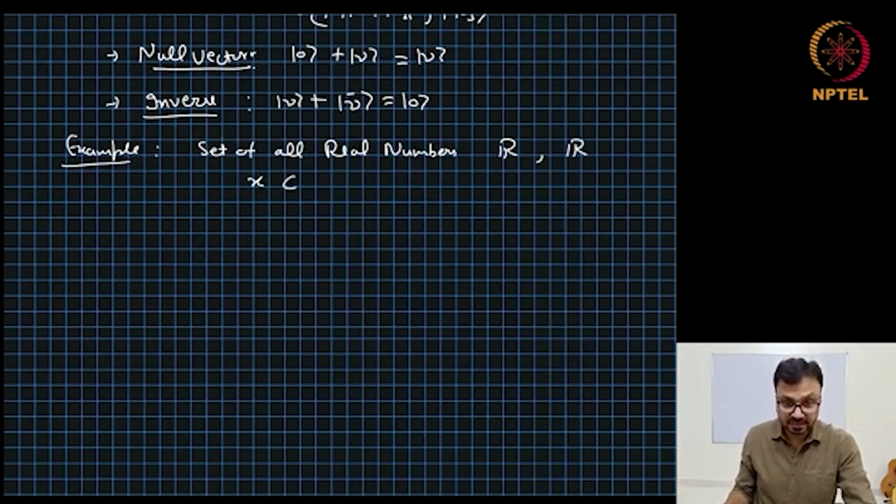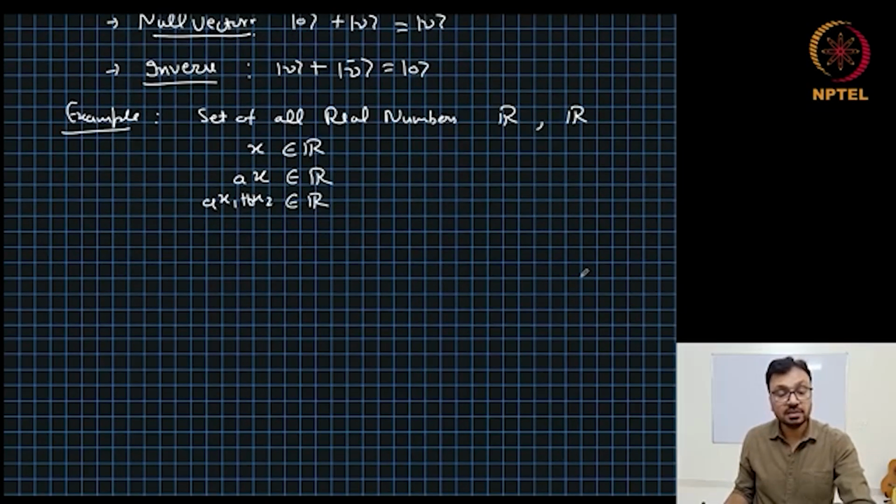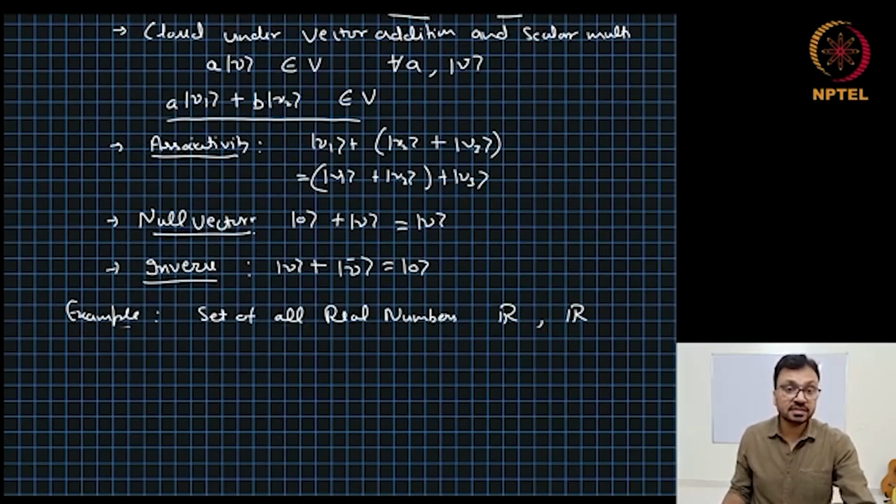If we have an x which is a real number from this set, and we multiply it with a scalar, which is also a real number, then a times x also belongs to R. If we have x1 plus x2 or a x1 plus b x2, this is also a real number, so it belongs to R. So it satisfies the first condition, that it is closed under vector addition and scalar multiplication. Now if we take three real numbers, it does not matter how we add them. If we take the regular definition of addition, it does not matter in what order we add them, we get the same number, so it satisfies associativity.